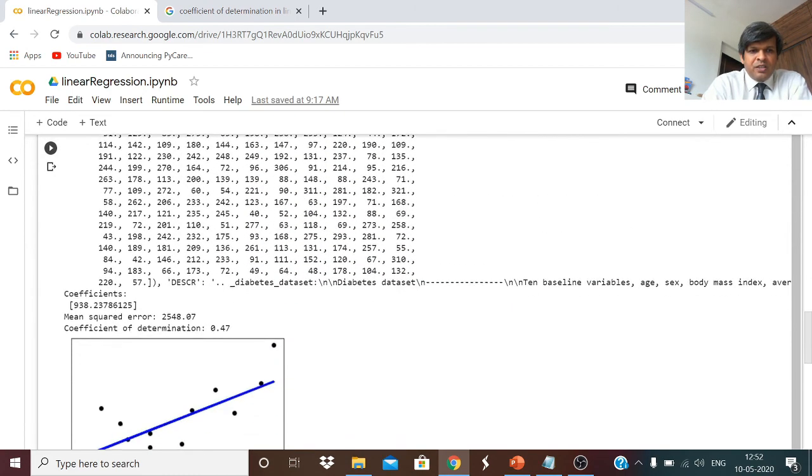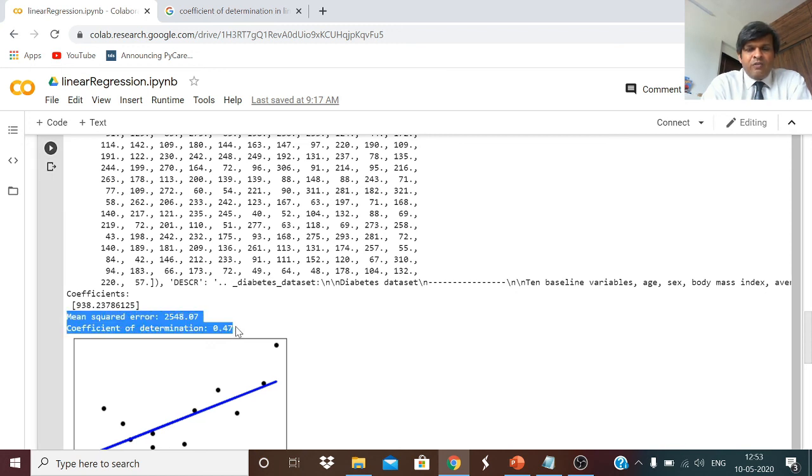Let me scroll down. For the given set of data which we are using, which is the scikit-learn diabetes data set, these are the values of mean square error and coefficient of determination. The coefficient of determination is 0.47, so it is only about 47%. 1 is the best value and 0 is the worst value, so this model is somewhere in between. That is how we evaluate the performance of our model with linear regression.